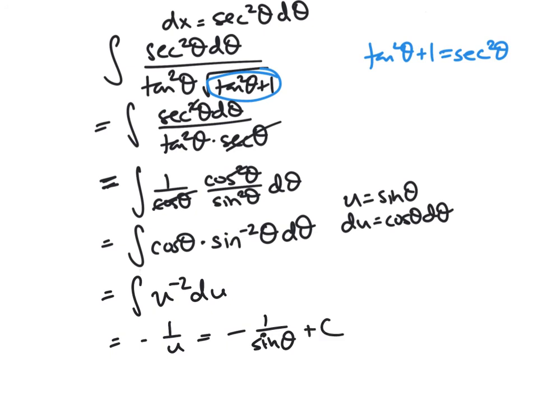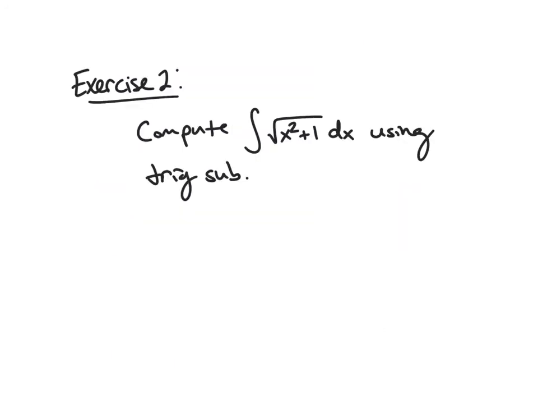And so for your first exercise, exercise 1 here, I want you to rewrite this in terms of x. So we've got it down to negative 1 over sine theta plus c, but we don't want a theta there, we want x. So I want you to rewrite that in terms of x. All right, and for your second exercise, I want you to go ahead and compute the integral of the square root of x squared plus 1 using trig substitution.